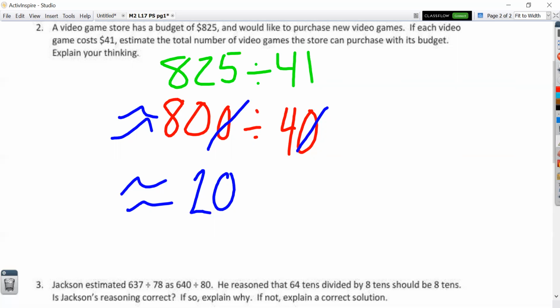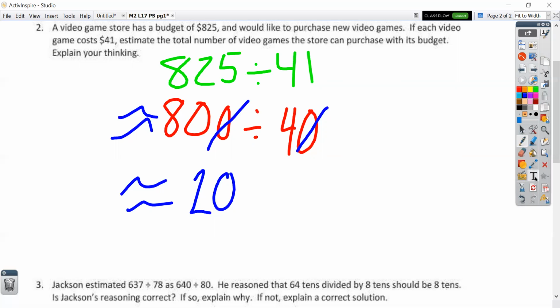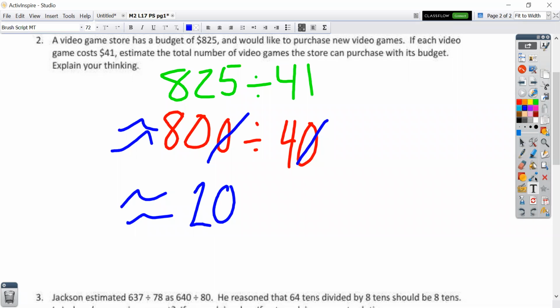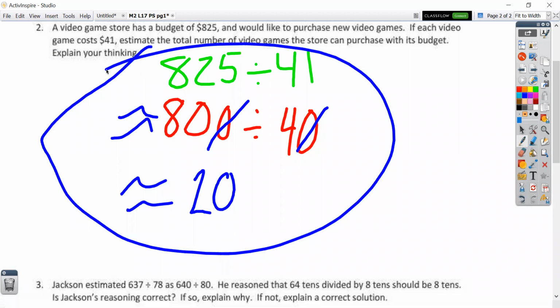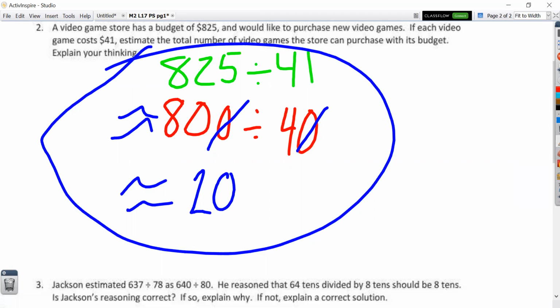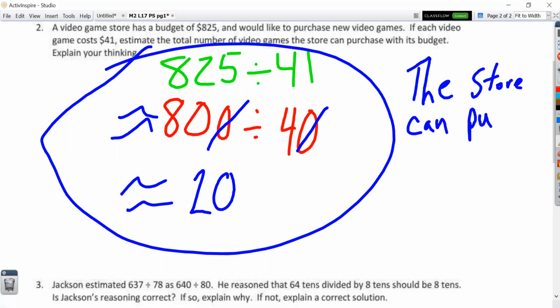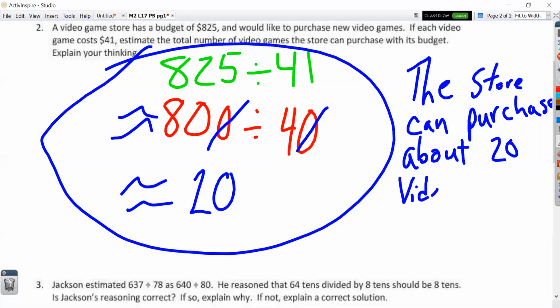So now it says explain your thinking, so you can't be done. Remember, we do a redraw, right? This is my drawing right here. I use numbers and symbols to draw and then explain my thinking. Well, the thinking is that the store can purchase about 20 video games.